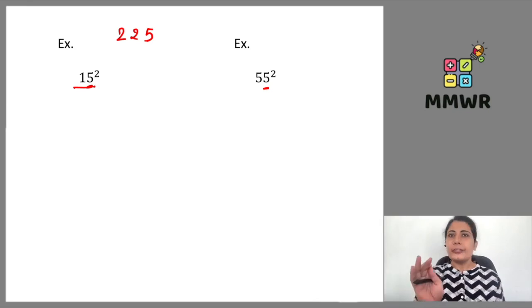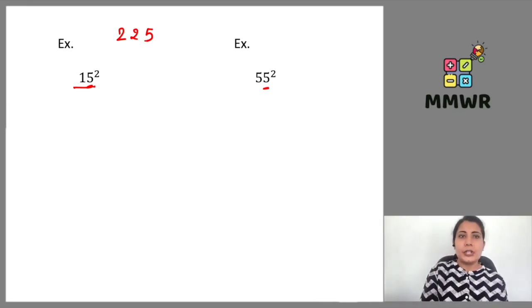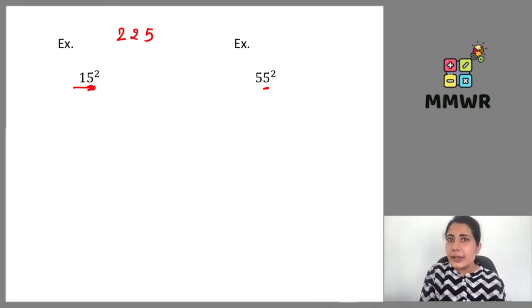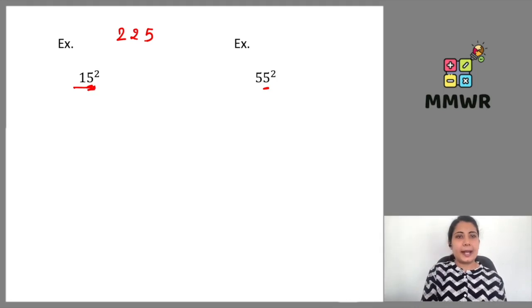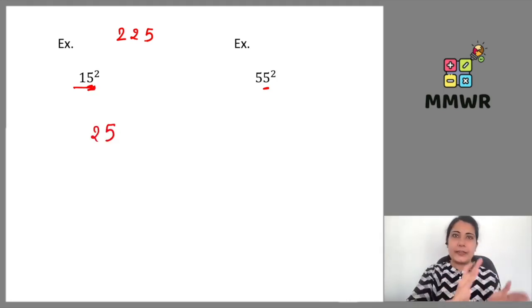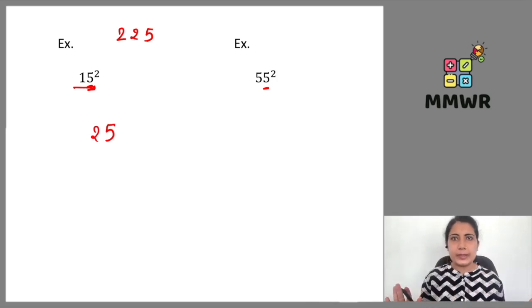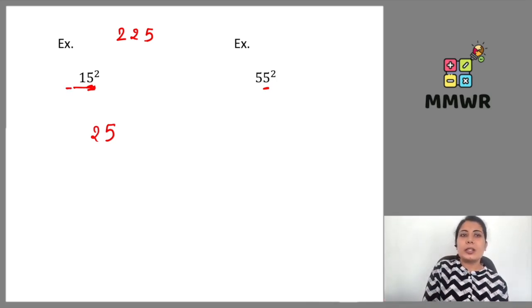हमको सिर्फ और सिर्फ 5 चाहिए यूनिट प्लेस पर. दैट मीन्स लास्ट डिजिट. सो यहाँ पर 5 है. जब भी 5 है एंड में कैसे फाइंड आउट करेंगे स्क्वायर? लेट्स सी दैट. सो आपको सिंपली 25 लिख देना है एंड में because 5 square is going to be 25 always. Now the rest of the part of the number other than the 5.